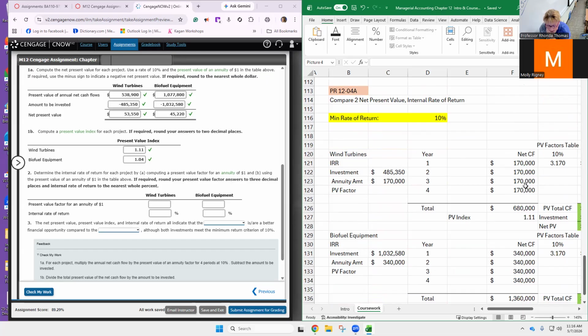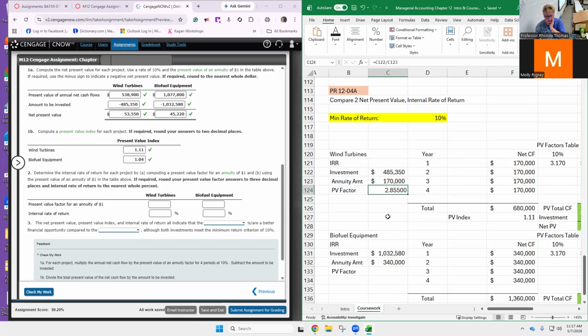But because these are the same, we can use just one. So now here's the formula: it's the investment divided by that annuity amount. If you don't have annuities, then you're simply going to have to take the amount of the cash flow and divide it by however many years you have. So luckily, we didn't have to do that.